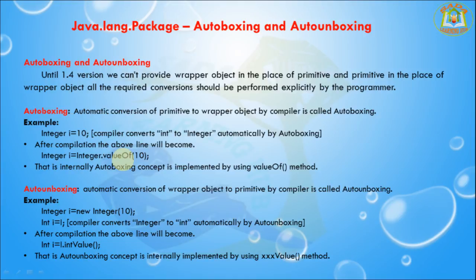Next, I'm discussing auto unboxing. Automatic conversion of wrapper objects to primitives by the compiler is called auto unboxing. If you see this example, I am creating an object of the Integer class, and the compiler converts Integer to int automatically by auto unboxing. For example, int i = I. After compilation, the above line becomes int i = I.intValue(). The auto unboxing concept is internally implemented using the intValue method.